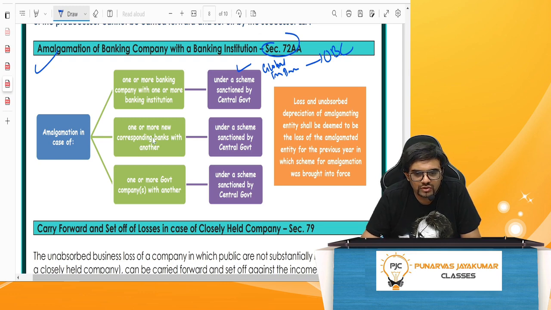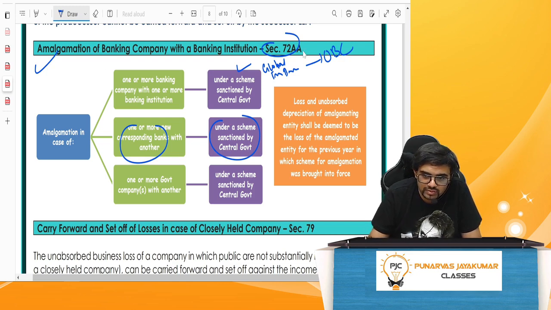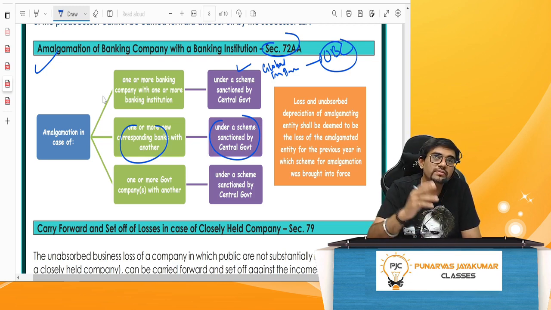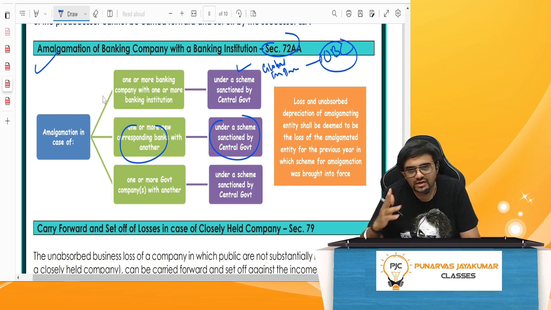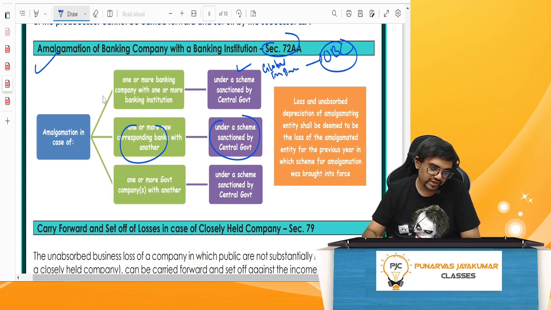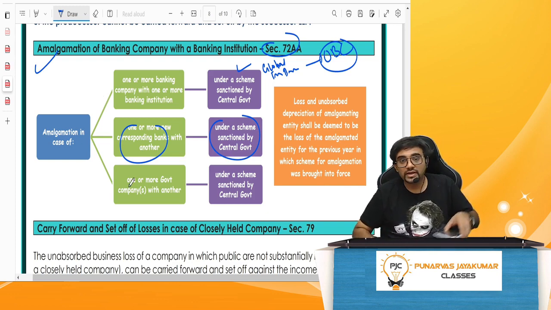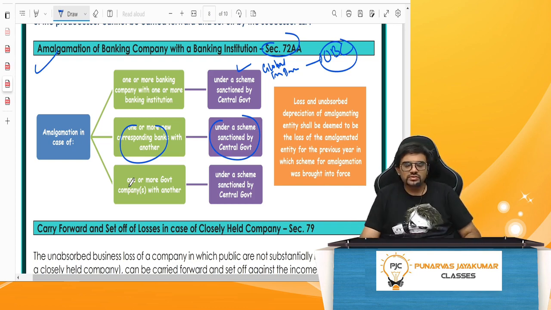One or more new corresponding banks with another bank. These are nationalized banks. PNB took over OBC. Indian Bank took over Allahabad Bank. Canara Bank took over Syndicate Bank. Union Bank of India took over Corporation Bank and Andhra Bank. All these are examples of that. All that came under 72AA.